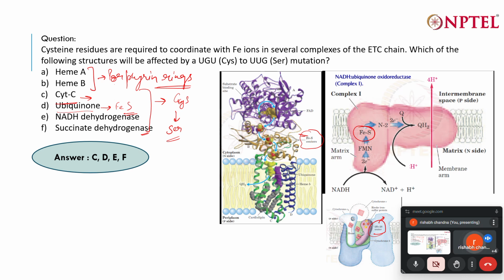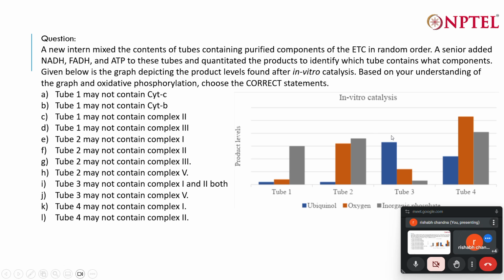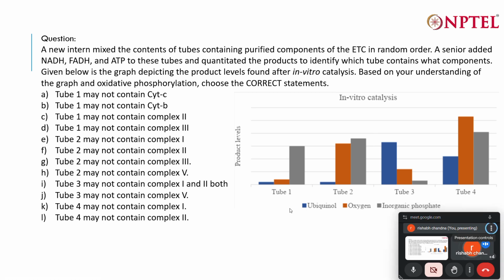Okay, if not, then we'll move on to the next question. So here is another analysis based question. A new intern mixed the contents of tubes containing purified components of the ETC in random order. A senior added NADH, FADH and ATP to these tubes and quantified the products to identify which tube contains which components. Given below is the graph depicting the product levels found after in vitro catalysis. Based on your understanding of the graph and the oxidative phosphorylation, choose the correct statements.